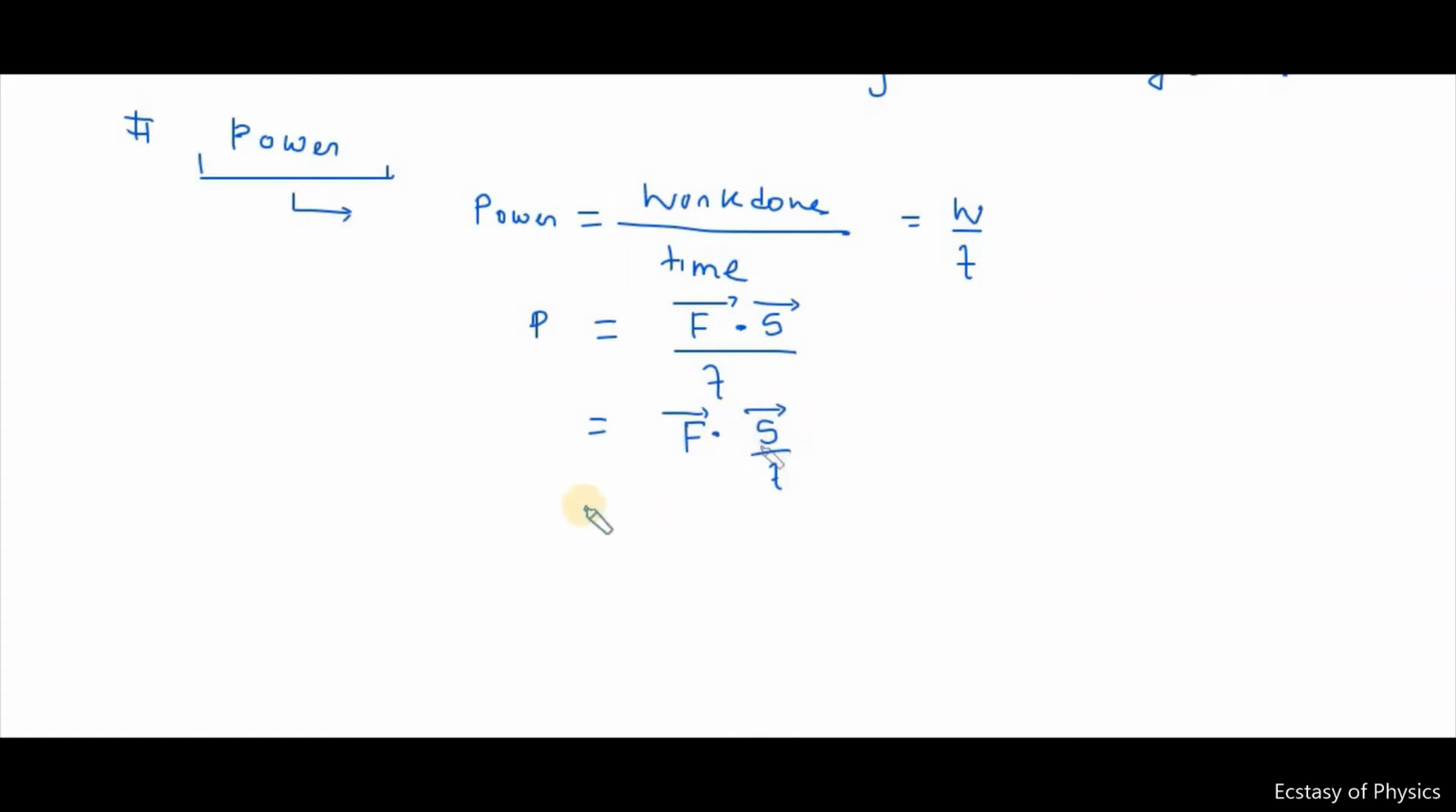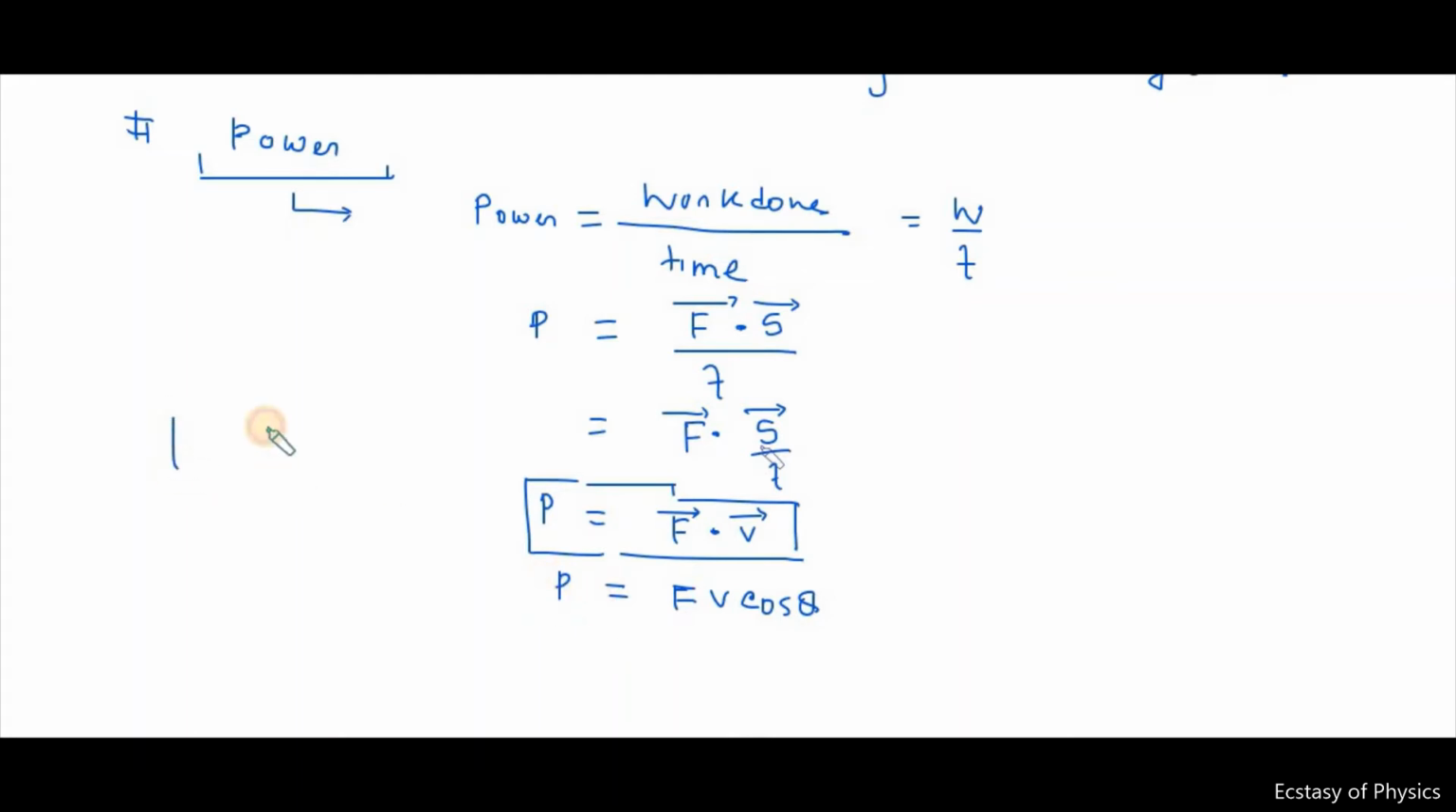S represents the displacement, and we know that displacement per unit of time represents the velocity. So that means F dot V. This is the vectorial form of the power, the dot product between force and velocity. From here, if you want to write the magnitude, you write F into V into cosine of theta. So that's representing the power.